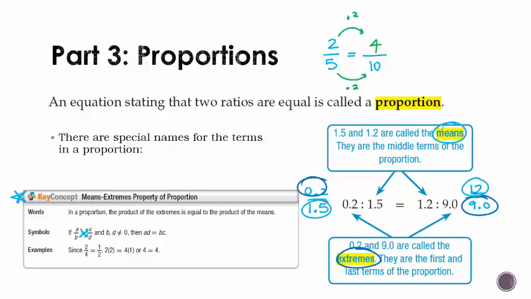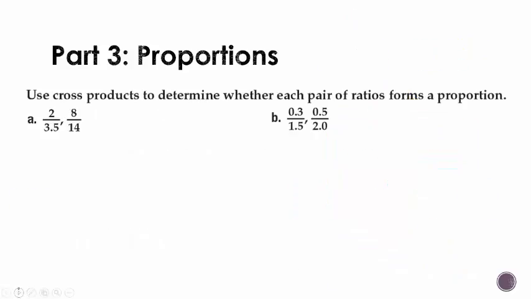This property says that if I multiply these guys together, 2 times 10, it should give me exactly the same thing as if I multiplied these guys together, 4 times 5. And it does. It gives me 20 for both of them. So we can use that to solve problems like this. Use cross products to determine whether the ratios form a proportion. So remember, a proportion is saying that the ratios are equal. So this is one more way that you can determine whether or not two ratios are equivalent.